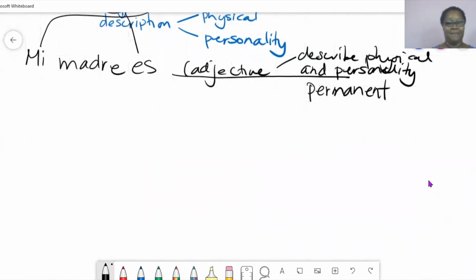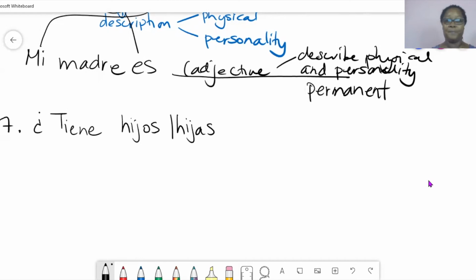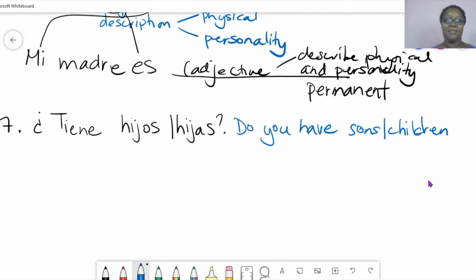Número 17. I like this one. And 17, 18, 19, and 20 are kind of similar. So we're going to just breeze through those. So, tiene, this is a yes or no question. All right, and then you have your follow-up. ¿Tiene hijos or hijas? And this is asking, do you have sons? And this could also be children. Remember that when you have a mixed gender, you tend to use your plural masculine form. So it could be, do you have sons or do you have children or do you have daughters?